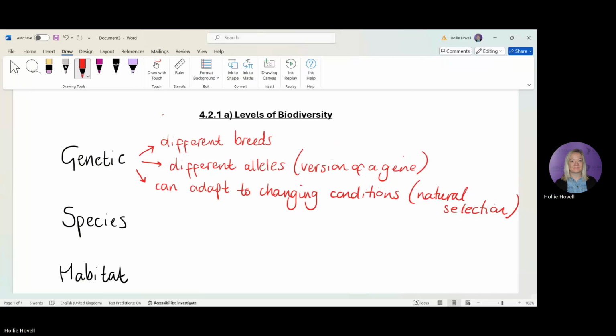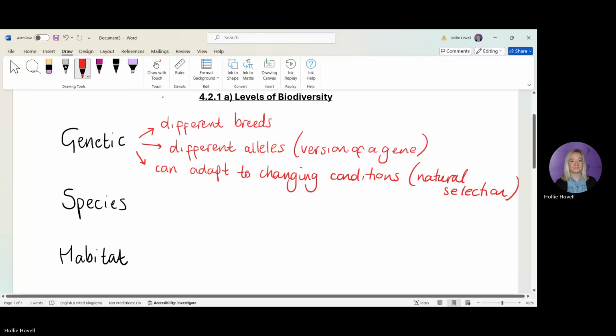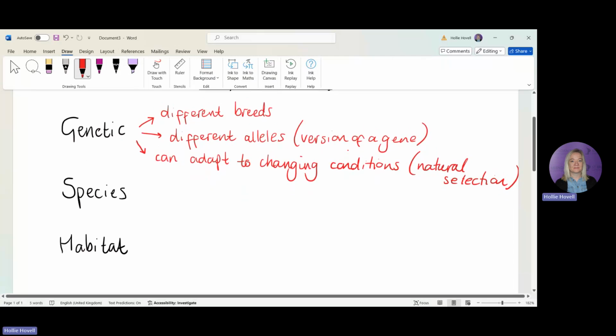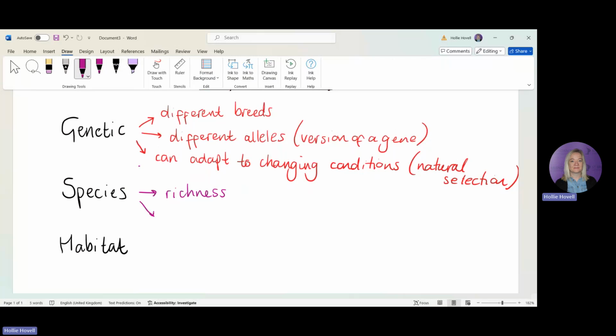The next type of biodiversity is species biodiversity. Species biodiversity includes 2 measures, which are called species richness and species evenness. So let's write those down. Richness and species evenness.